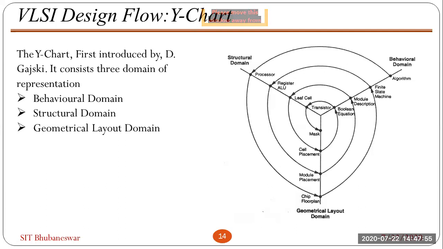Sir, in the geometrical layout domain, the interconnects or the cells which we are placing, we are specifying them with coordinates, like what is the origin and where it is ending. So, sir, we are representing them as polygons. So this cell placement and this cell placement will be represented as polygons, right?